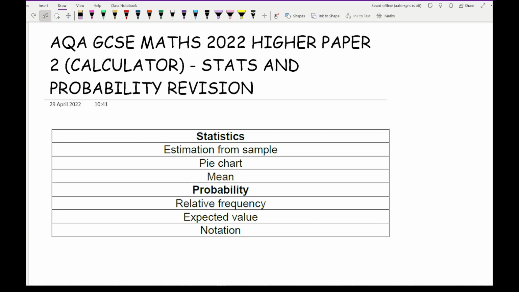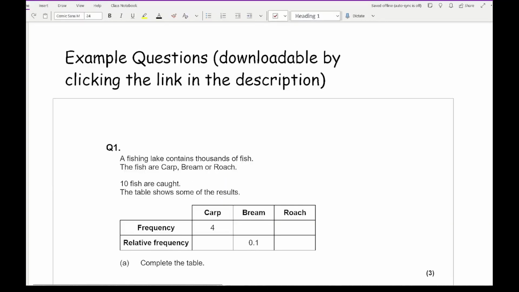And looking at expected values, I would say those two topics, relative frequency and expected values, are kind of linked between the two. Notation, that can come across with regards to Venn diagrams, tree diagrams. So just be wary of using correct notation of probabilities. And just be mindful, and hopefully the example questions that we go through will cover the basis of these. So let's get started on some revision questions.